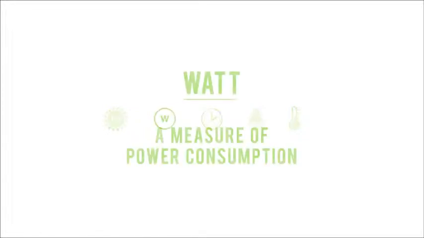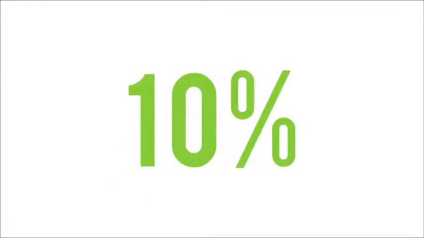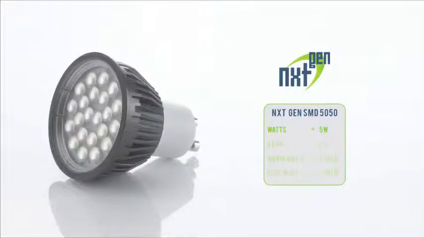What's what? Well, watts with LED bulbs are no longer a measurement of brightness. It is now used as a measurement of consumption. In simple terms, how much energy the bulb consumes when switched on. With advances in LED chip brightness, the ideal watt value or wattage should be roughly 10% of the brightness the bulb is replacing. So, for example, a 5-watt LED bulb replacing a 50-watt incandescent or halogen bulb is ideal.